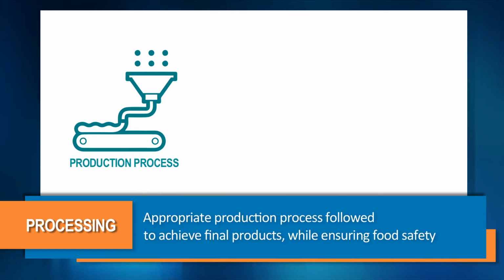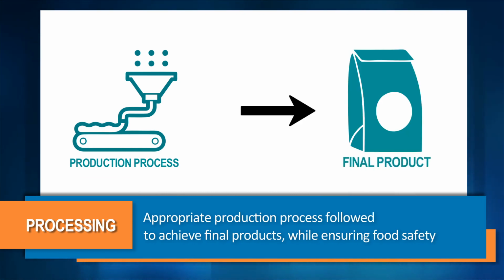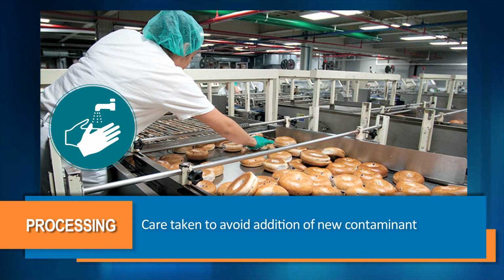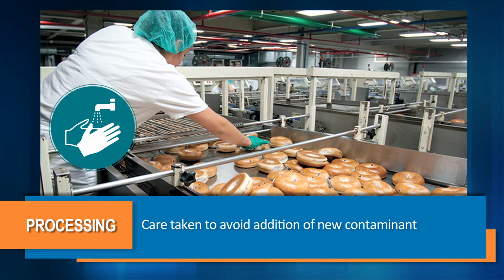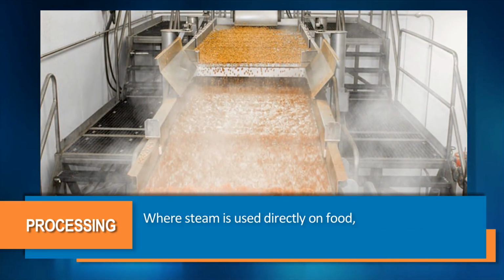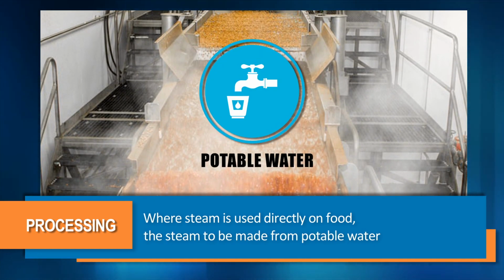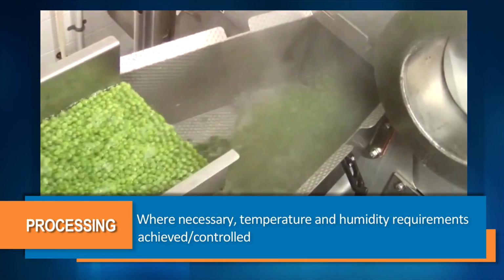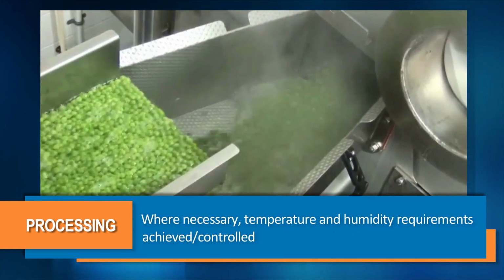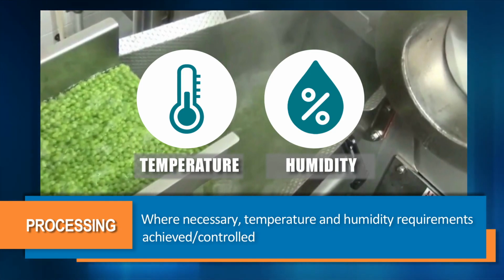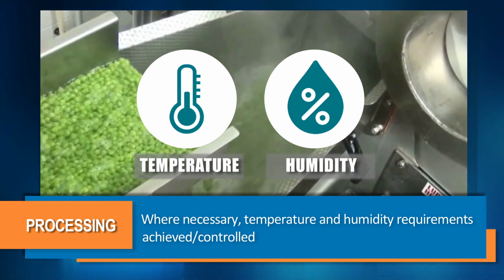Appropriate production process shall be followed to achieve final products while ensuring food safety at all steps of processing. Care shall be taken to avoid addition of any new contaminant during this process. Wherever steam is used directly on food during processing, the steam shall be made from potable water. Where necessary to the process, temperature and humidity requirements shall be achieved and controlled effectively to ensure food safety.